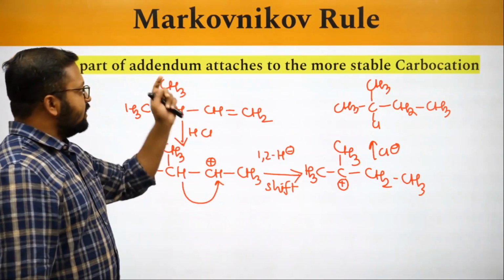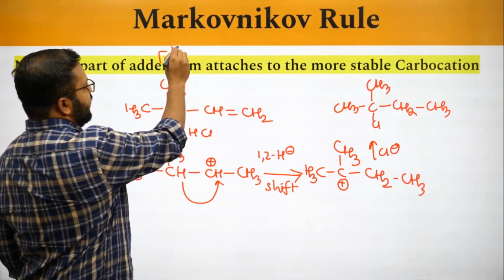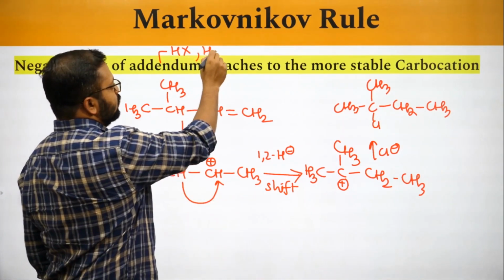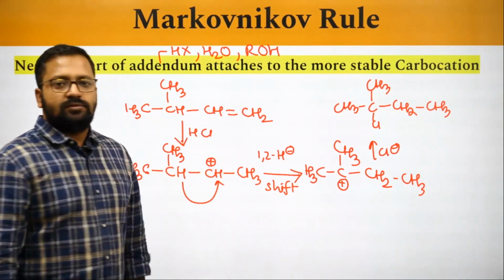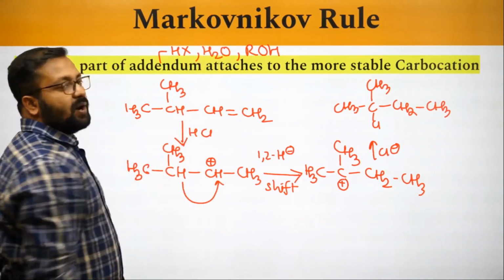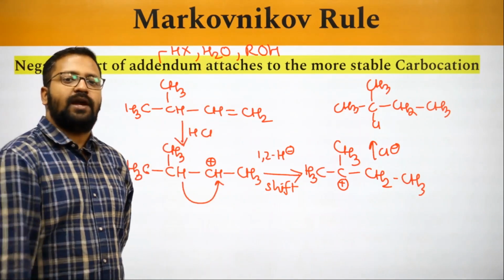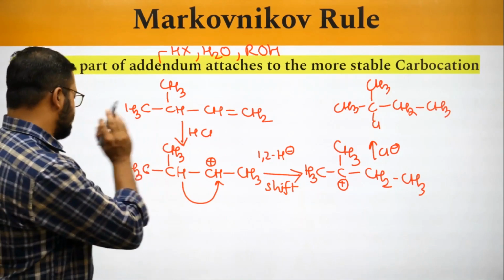Now these addendums can be found in many forms. I can have HX where X is a halogen. We can have H2O. We can have ROH. In H2O the negative part would be OH. In ROH the negative part would be RO minus. Okay? Let's move on to the next concept.